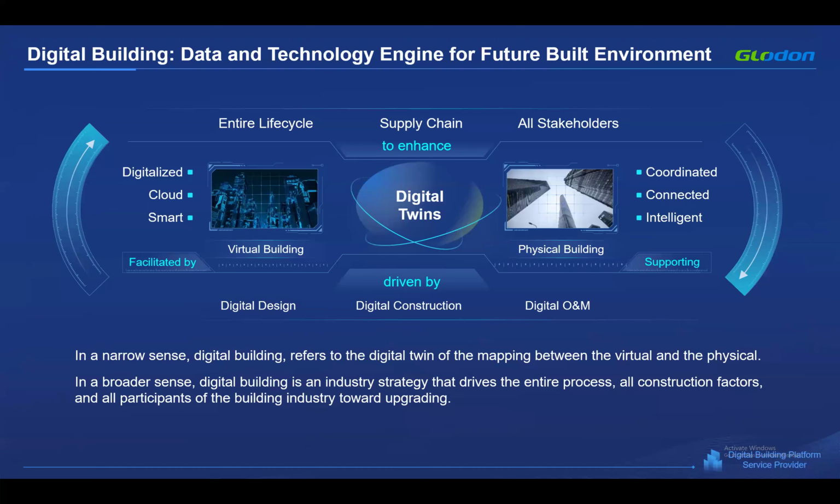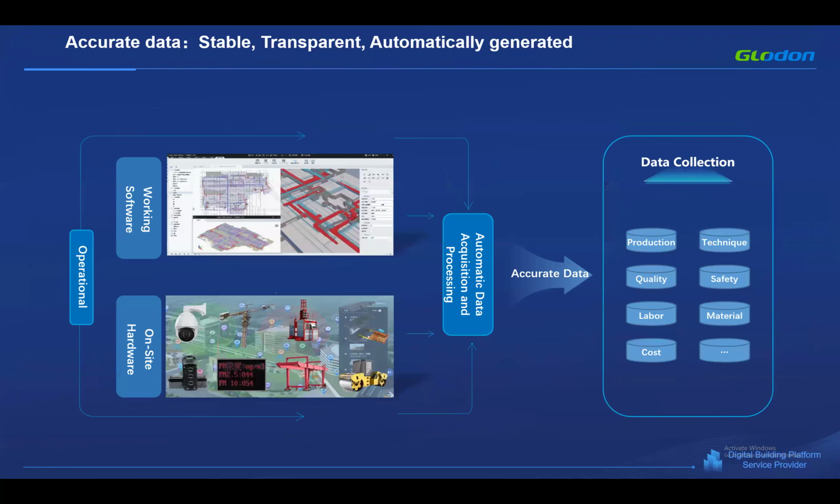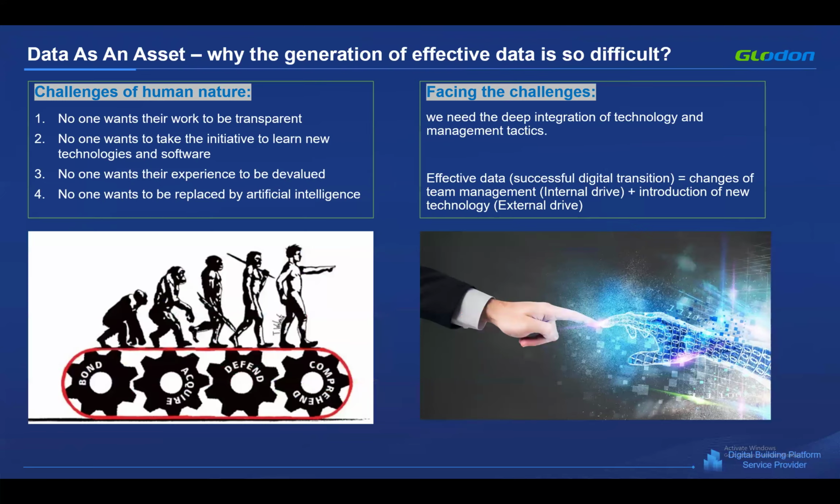Then we have to understand virtual building and digital building. A virtual building is basically a digital replica of a physical building. So we can use digitalized cloud and smart technologies in order to create this virtual building. And by using technologies like the Internet of Things, we can make important decisions with regards to the physical building by using this virtual building. And these are some analysis of data management. Data management is very, very important in order to enhance efficiency throughout the construction process.